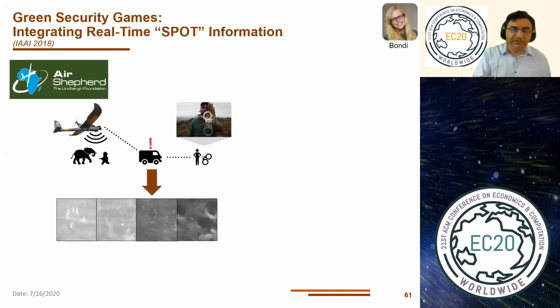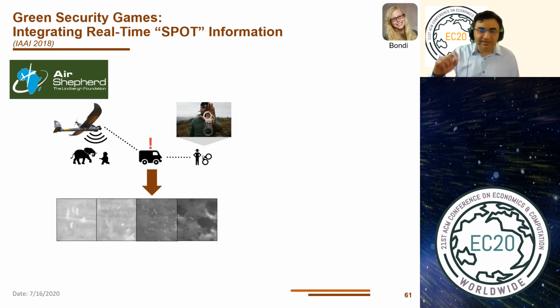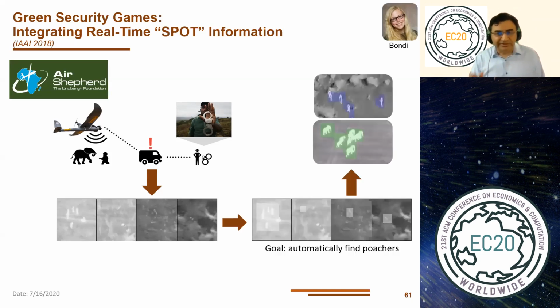They fly these drones at night and take infrared video. They send the video to a van where a human being is looking at those videos, looking for heat signatures of poachers, and then tries to alert rangers to come and stop poachers. This is very difficult for a human being, so we built a system called Spot to automatically detect poachers and animals. This has been delivered to Air Shepherd. The idea is to automatically detect these, making the task easier for human beings.